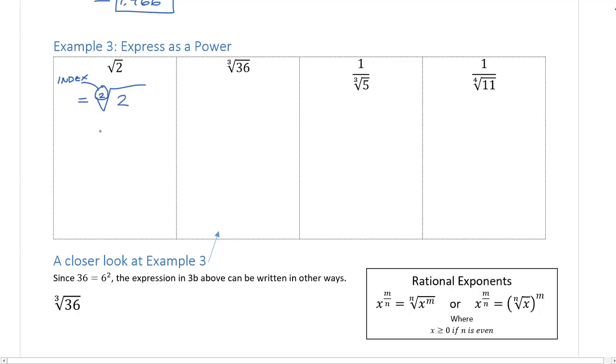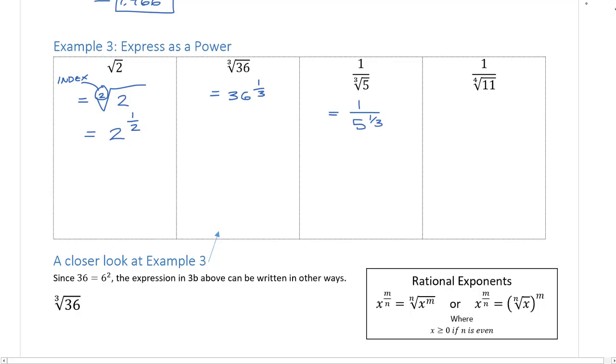So if I want to rewrite this as a power, because sometimes we want to do work in the exponents, to combine things, to simplify things. So sometimes we actually want to go the opposite way and rewrite them. This would just be 2 to the 1/2. Same with this. This would be 36 to the 1/3. All right, now this one here would be 1/5 to the 1/3.